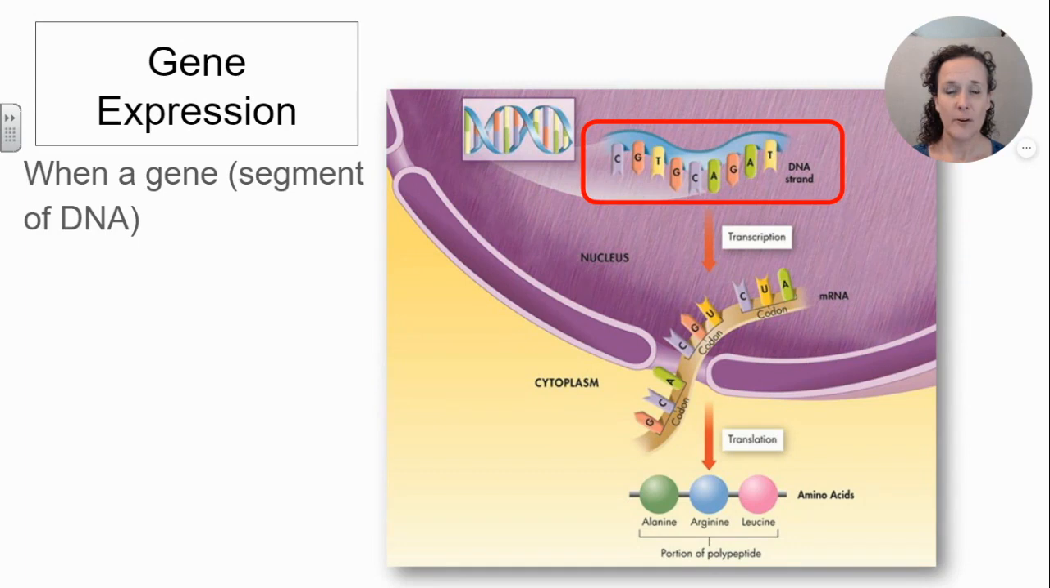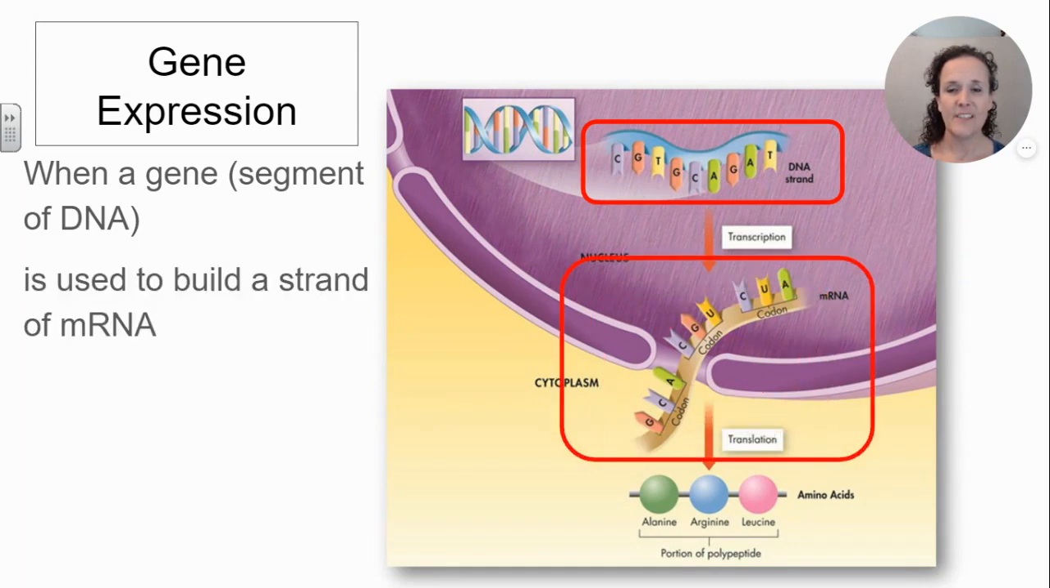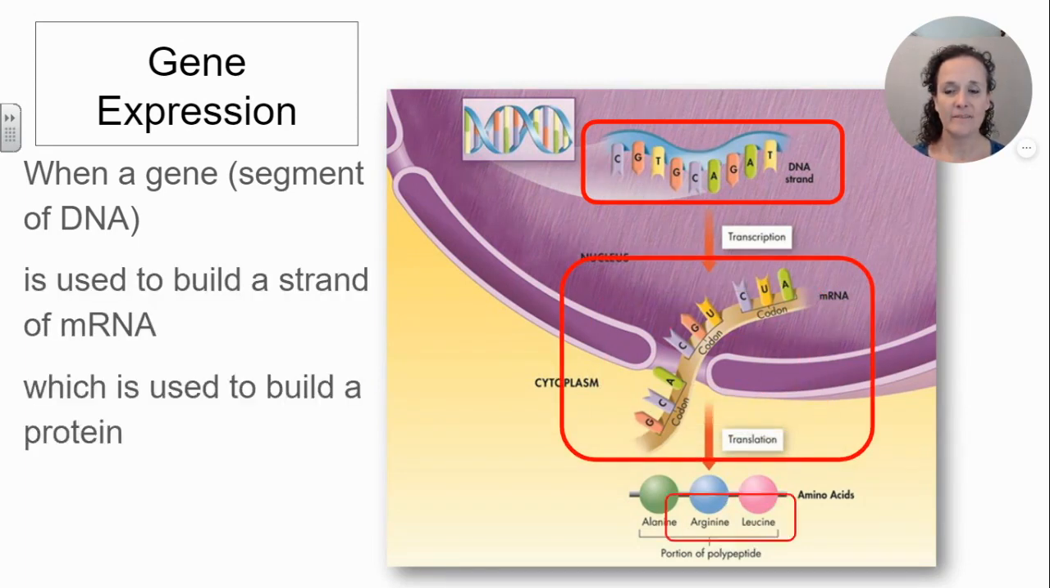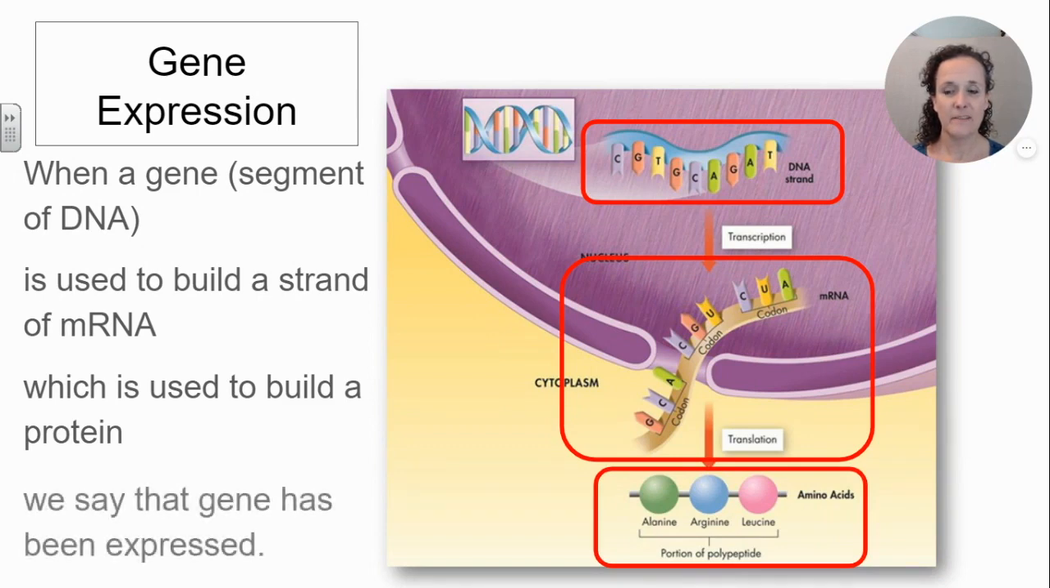When a gene, or a small segment of DNA, is used to build a strand of mRNA, which is used to build a protein, we say that that gene has been expressed.